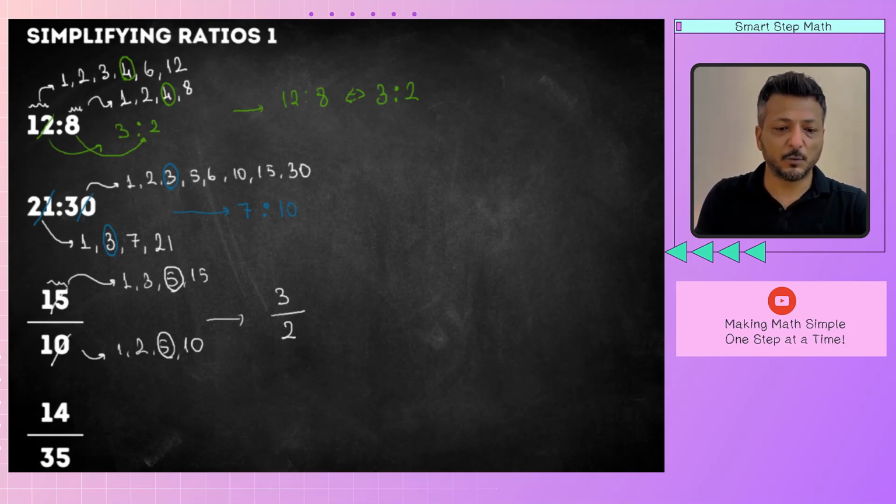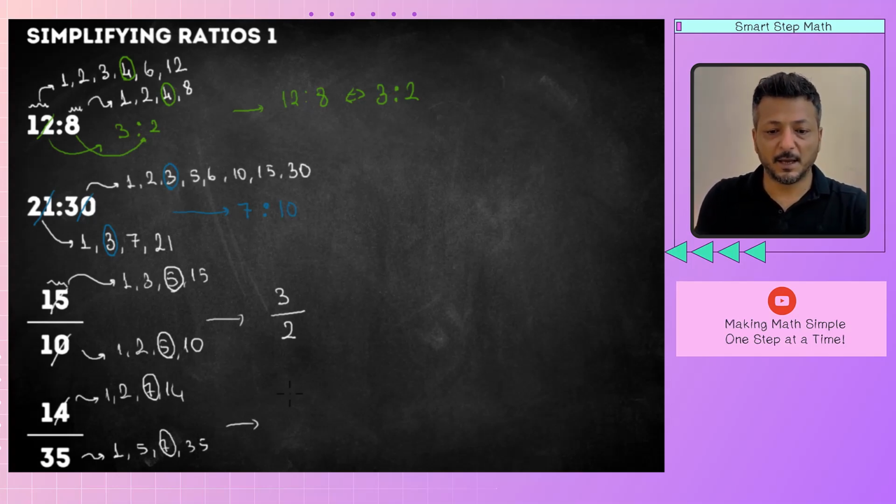And finally, we will look at the ratio of 14 to 35. The divisors of 14 are 1, 2, 7, and 14. The divisors of 35 are 1, 5, 7, and 35. Friends, since the largest number that can divide both of them is 7, I divide 14 by 7. The result is 2. I divide 35 by 7. The result is 5. So, the simplest form of the ratio 14 to 35 will be 2 to 5.